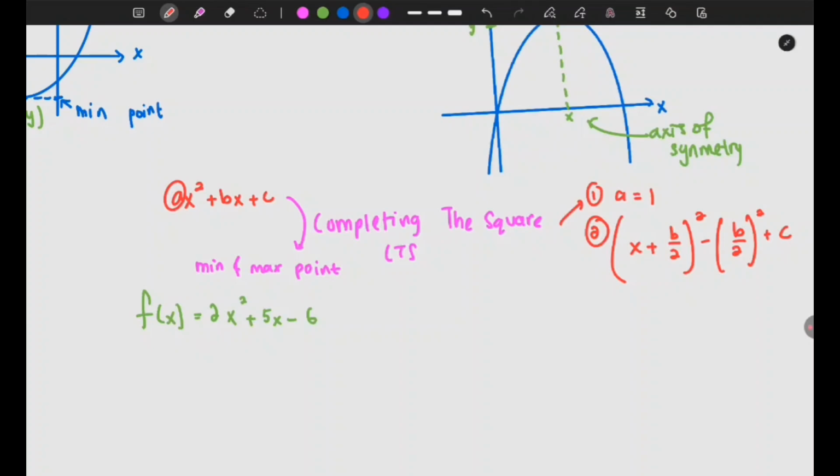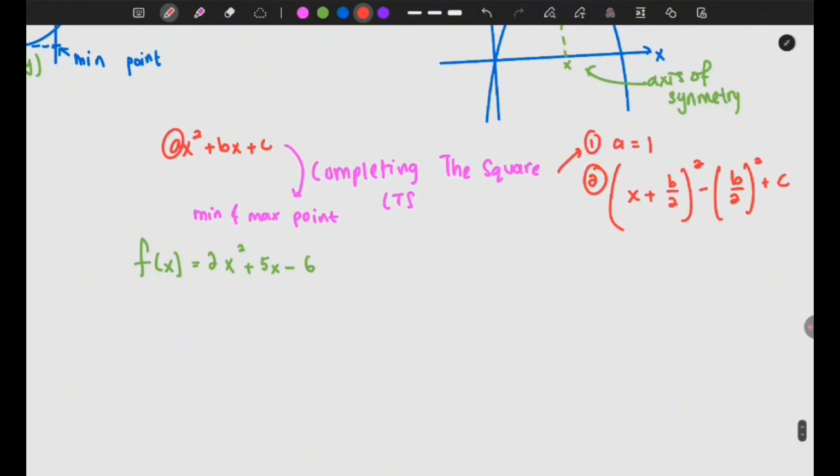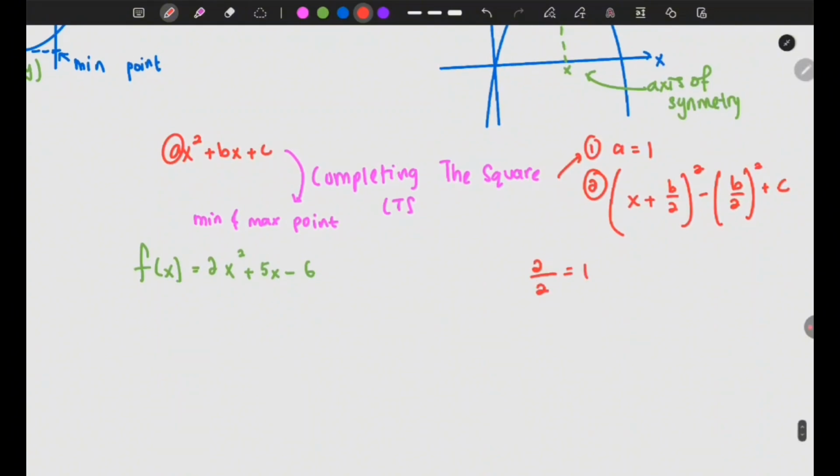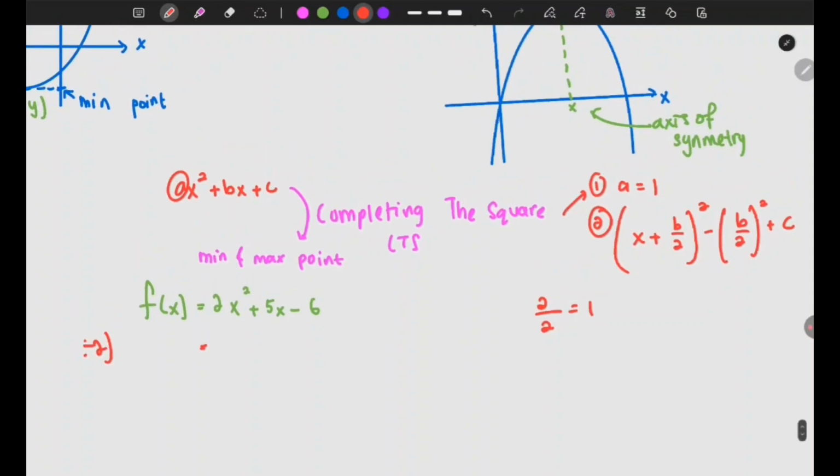So are you going to divide everything? Okay, 2 divided by 2, you get x squared. 5 divided by 2, you get 5 over 2 x. Minus 6 divided by 2, you get minus 3. But how are you going to divide the f(x)? How?